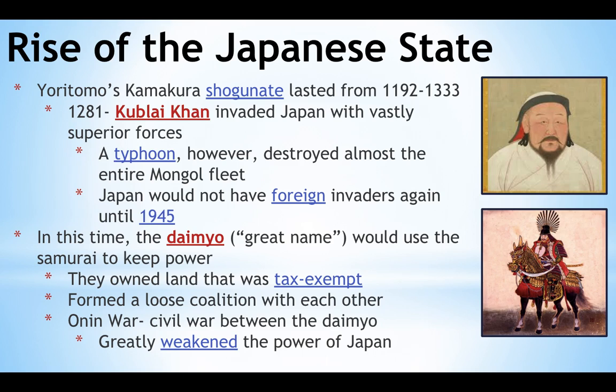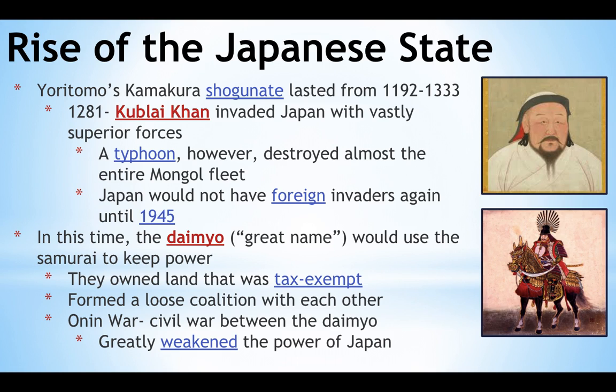So Yoritomo's Kamakura shogunate lasted from 1192 to 1333. And then in 1281, Kublai Khan invaded Japan with vastly superior forces. But Japan got lucky because a typhoon destroyed most of the entire Mongol fleet. And so Japan would not have any foreign invaders until 1945. And that's when the U.S. obviously invaded Japan at the end of World War II.